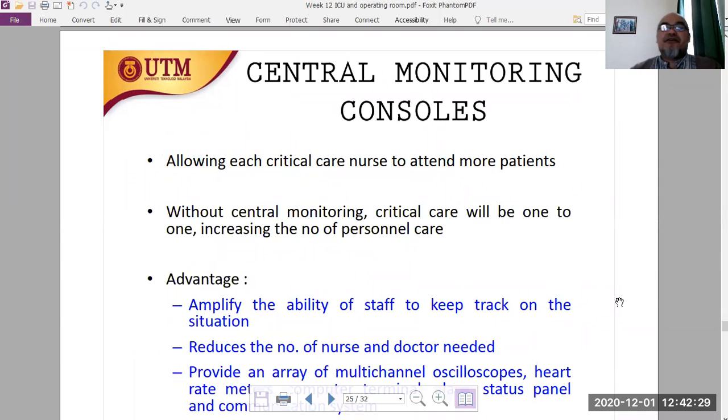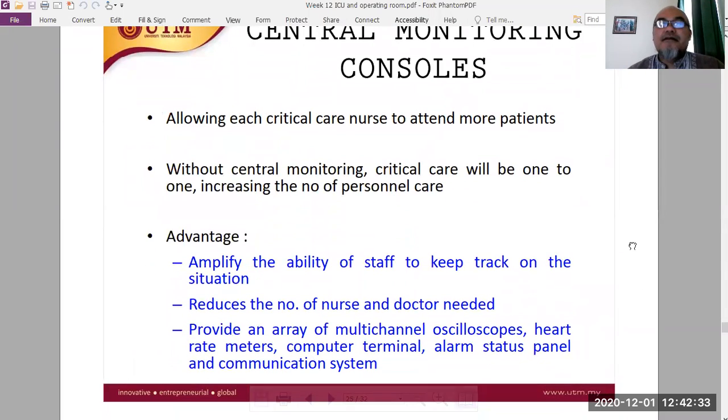Then there are central monitoring consoles that allow each critical care nurse to monitor multiple patients. Without central monitoring, critical care would be one-to-one, which would increase the personnel needed. The number of nurses would need to be increased, and this is not possible.